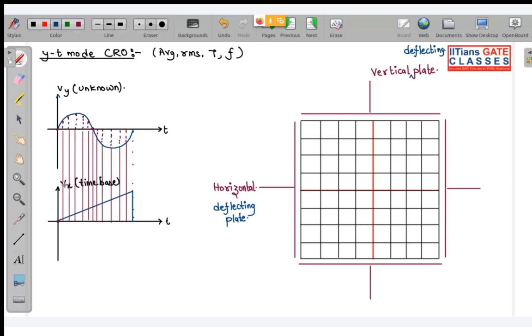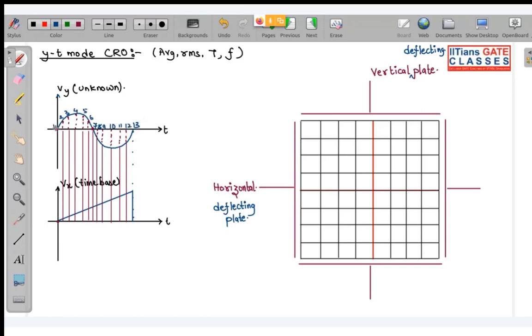If Vx was not present, and I wanted to trace this sinusoidal, it would look like this. First this curve will be traced, then once again it will come down, and continuously the curve will be traced, up and down. But the moment I have this time base, let these points be 1, 2, 3, 4, 5, 6, 7, 8, 9, 10, 11, 12, 13. I have taken 13 points.